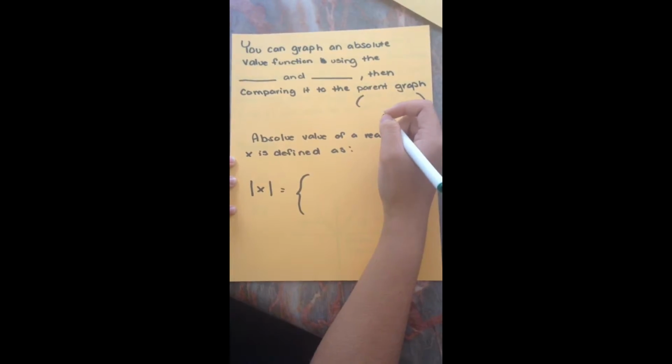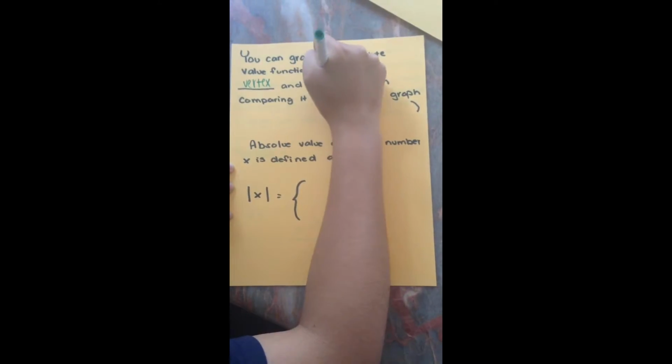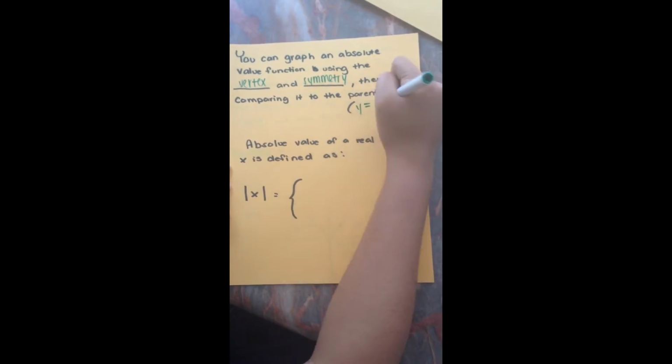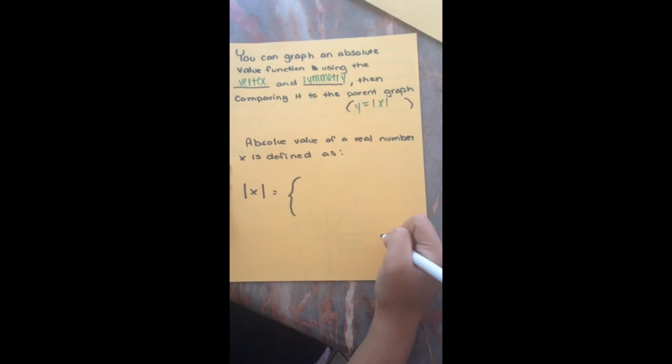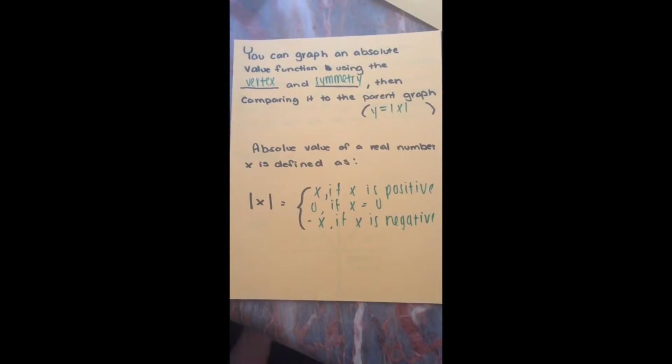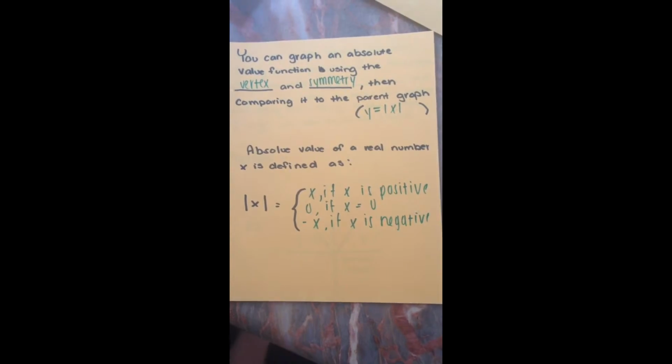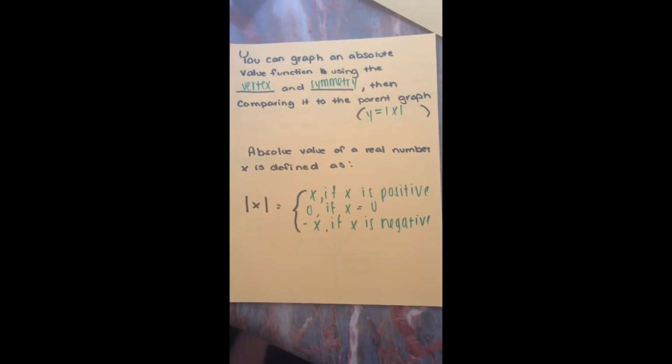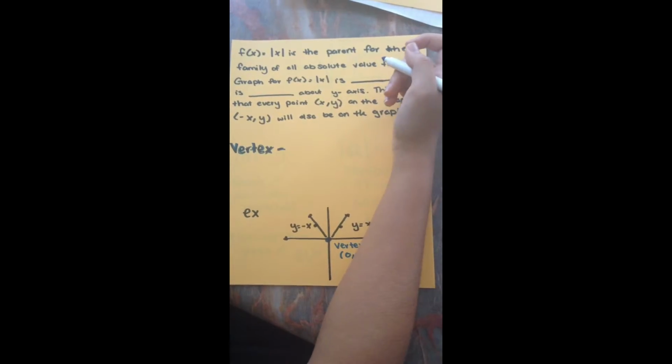You can graph an absolute value function using the vertex and symmetry, then comparing it to the parent graph, y equals absolute value of x. Here you go. The absolute value of a real number x is defined as: absolute value of x equals x if x is positive, 0 if x equals 0, negative x if x is negative. y equals absolute value of x is the parent for the family of all absolute value functions.